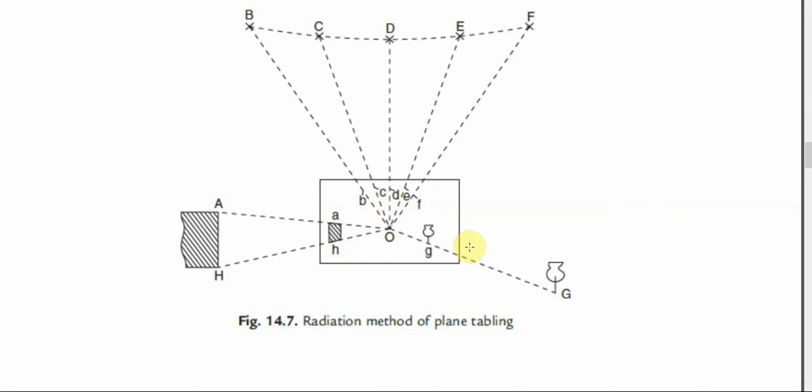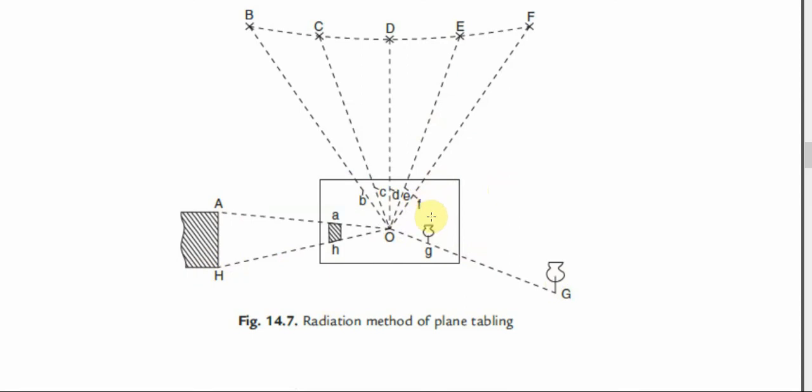One of the very simple methods, but this method is only suitable when you can set the plane table such that all the points are visible from that particular station, and you can measure the distance between that instrument point, that is O, and whatever points you want to plot, A, B, C, D, E, F, G, H. Only if we can measure the distance between the instrument station and all other points can we do the radiation method, and this is very suitable for small areas.